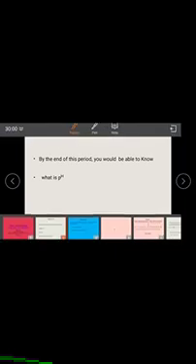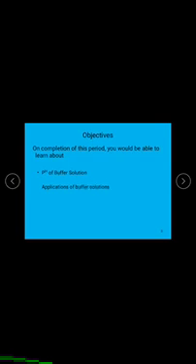Let us see the objective of this topic. By the end of the period, we will be able to know what pH is, what the pH scale is, numeric problems based on pH, the pH of a buffer solution, and applications of buffer solutions.